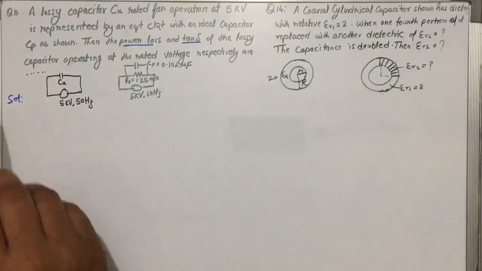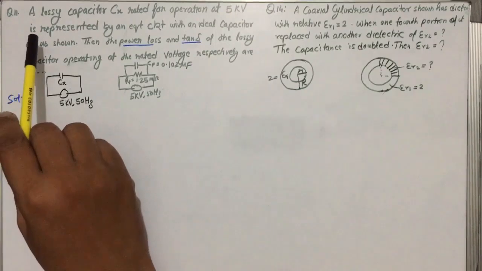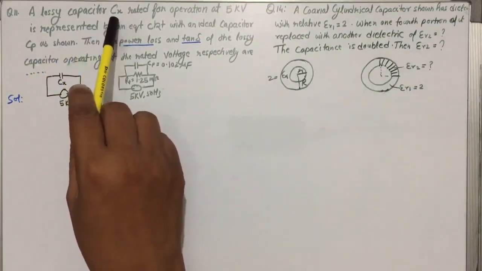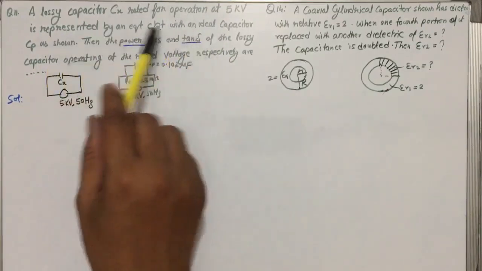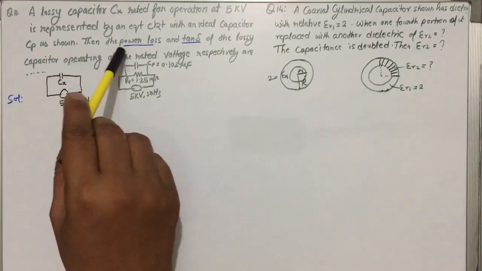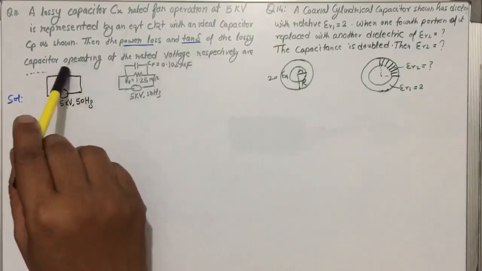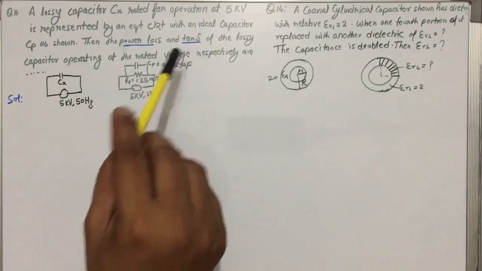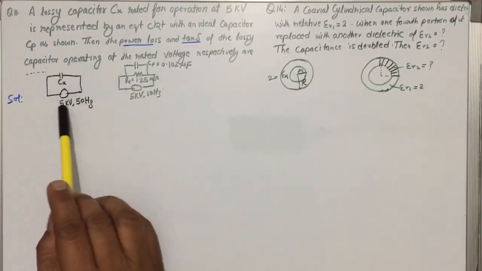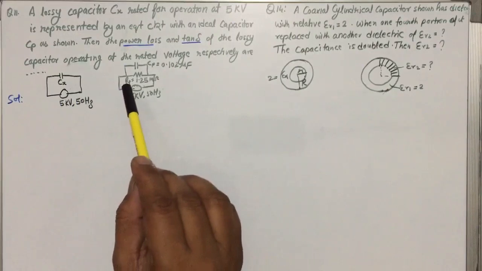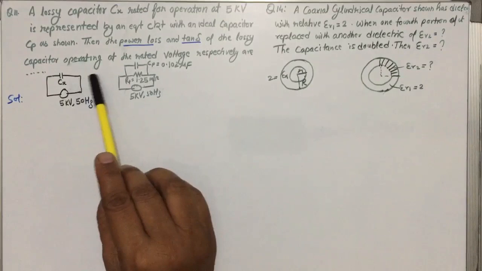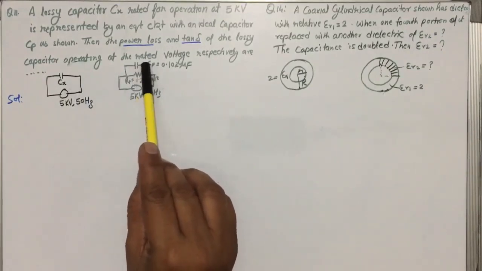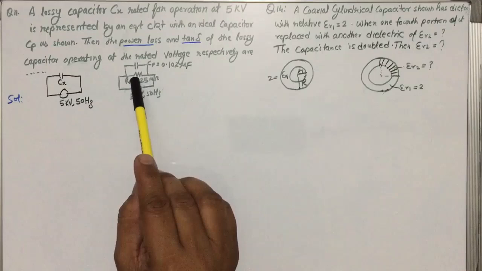Now the next problem, that is question number 11. Lossy capacitor Cx rated for operation at 5 kV is represented by an equivalent circuit with an ideal capacitor Cp. Then the power loss and tan delta of the lossy capacitor operating at the rated voltage respectively are. So this is the lossy capacitor, and it is represented here, where Cp is the ideal capacitor and Rp is the resistance of that.